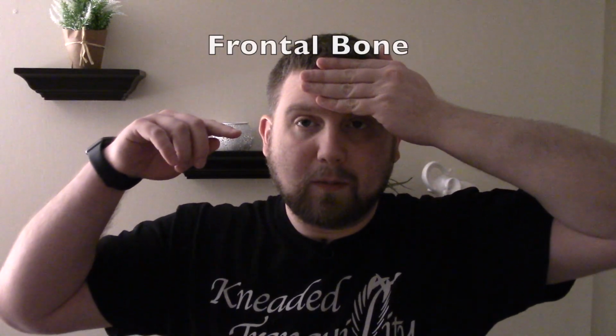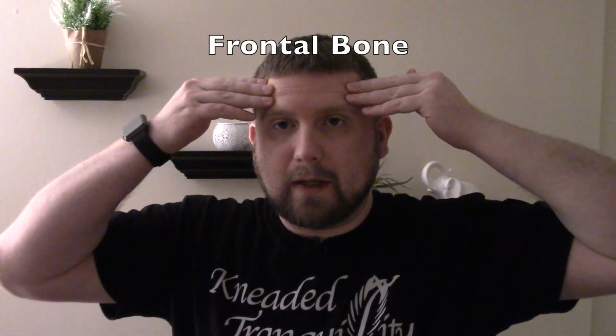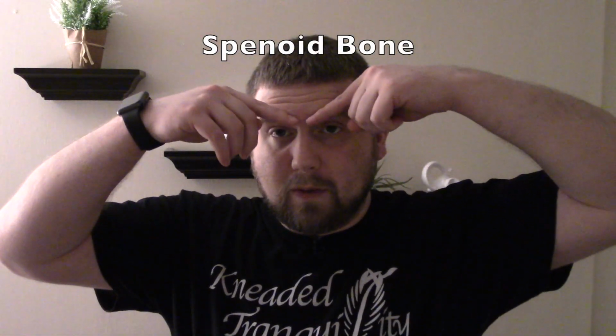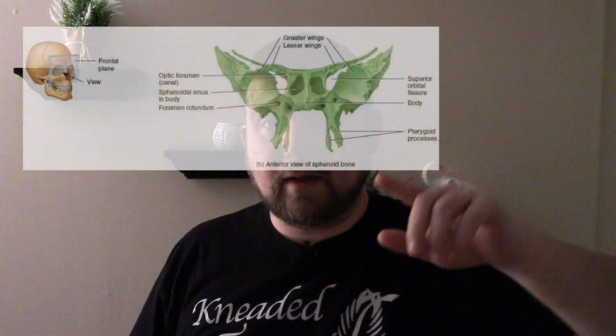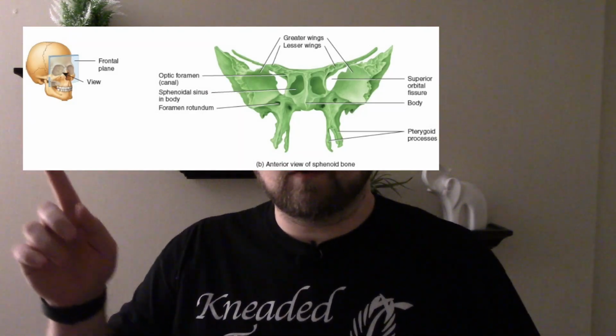We kind of touched on it before when we were talking about the coronal suture, but this right here is your frontal bone. It makes up your forehead. Right underneath it is the sphenoid bone, and it kind of looks like a bat. And you can look at that in the picture in this corner here.